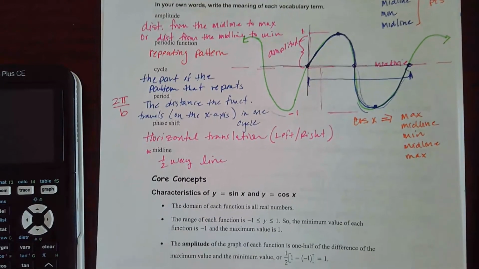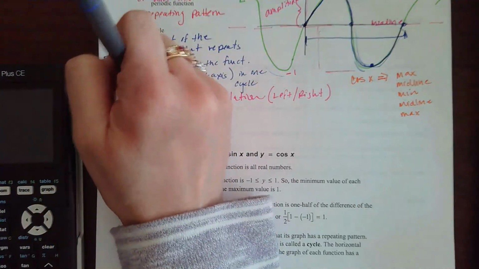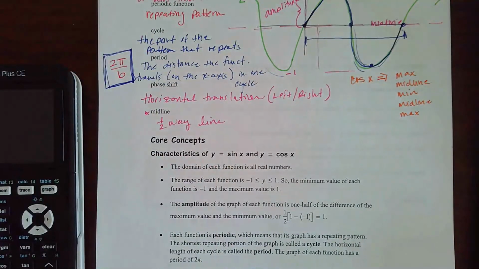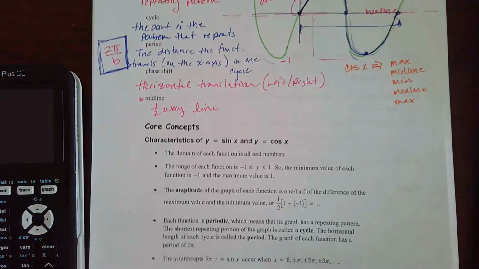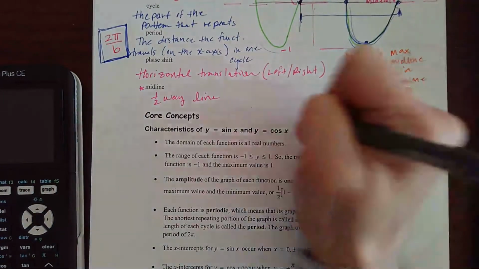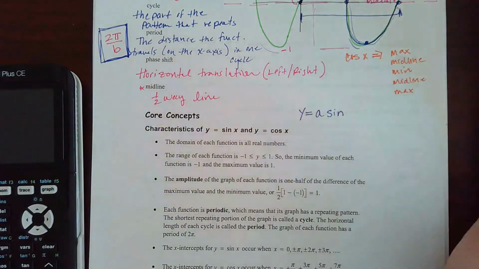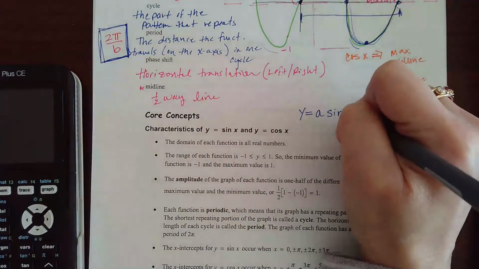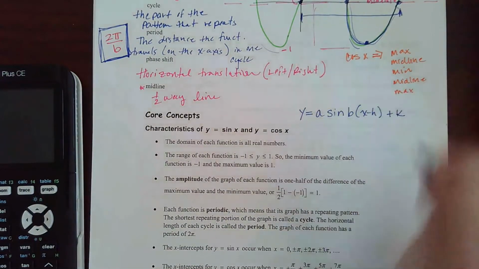All right, the other thing I want to go over is this whole 2 pi over b. You might be thinking to yourself, well, what is b? So I want to go over the standard form for your trig functions. I'm just going to write them down here. Remember how we did a standard form for an exponential function, a b to the x minus h plus k, or a log function, or quadratic, or any of the other functions we've talked about. A trig function has the same characteristics.